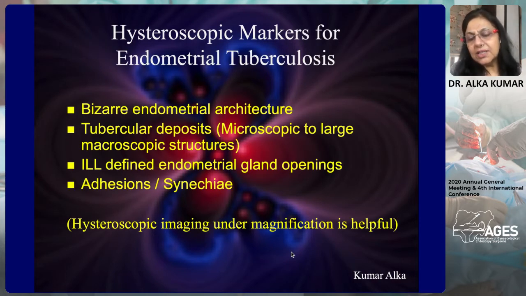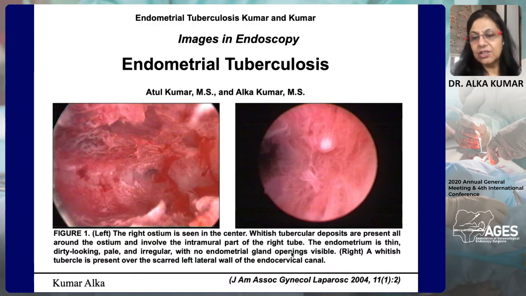The hysteroscopic markers for endometrial tuberculosis are basically four, and amongst them is the bizarre endometrial architecture. There are tubercular deposits, microscopic to large macroscopic deposits sometimes seen, ill-defined endometrial gland openings, and adhesions and synechiae. I'm going to take you through the pictures of endometrial tuberculosis, images which we have taken on hysteroscopy.